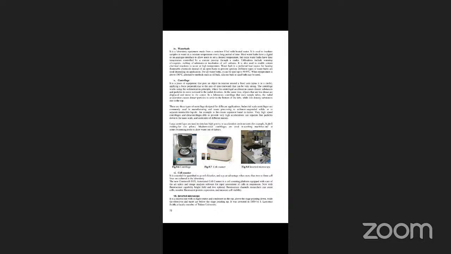250, 250, 250, 250. 1 ml means 1000 microliter, sorry, 1000 microliter. So I am adding 250 microliter, 250 microliter, 250 microliter, and 250 microliter. Okay? Is it clear? Okay. Yes, ma'am.